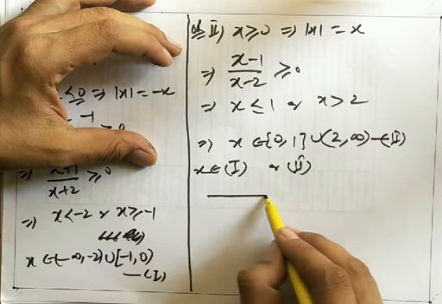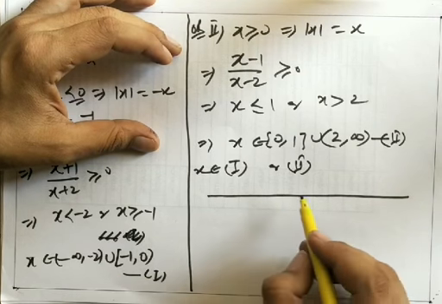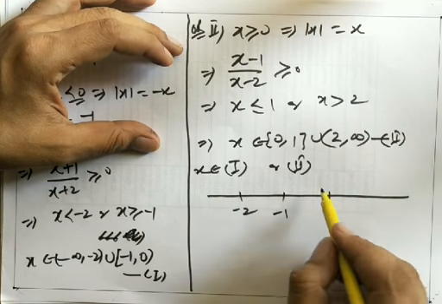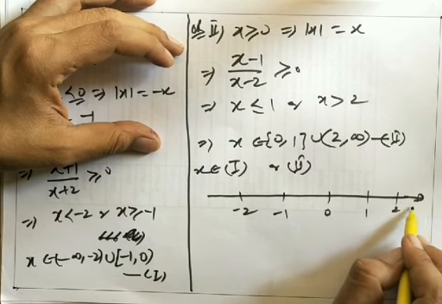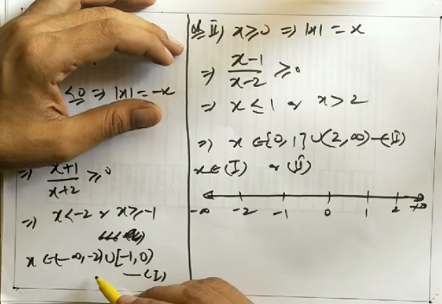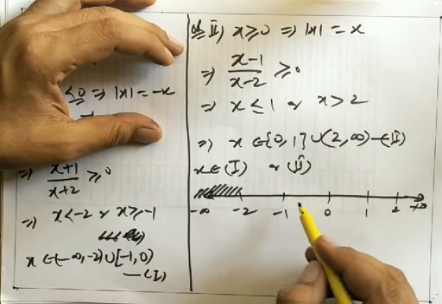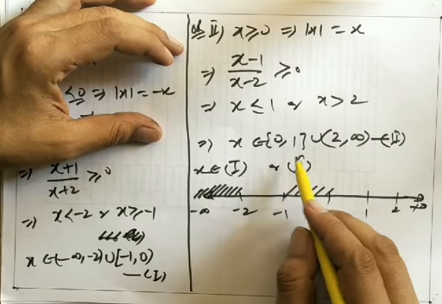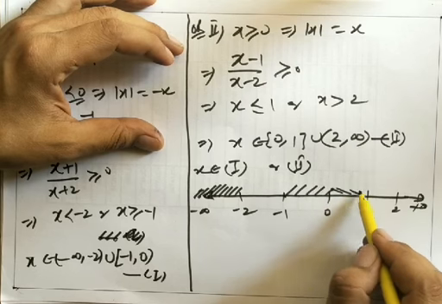And if I draw a number line, this is minus 2, minus 1 and 0. Here 0, 1 and 2. This is suppose plus infinity. This is suppose minus infinity. Now here minus infinity comma minus 2, so this will be by forward slanted lines. And this is minus 1 comma 0. And here it is 0 comma 1, by backward slanted lines.